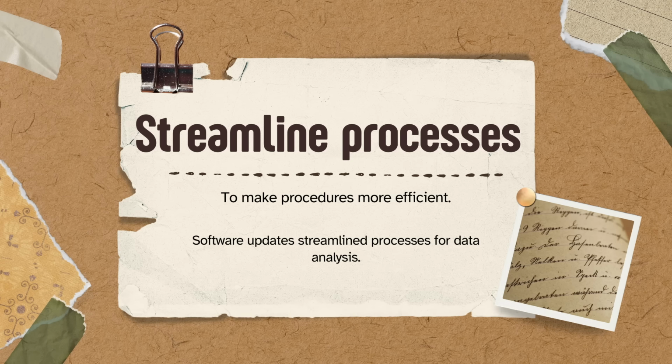The next example for streamline processes. Try to say processes about 20 times very fast and see how far you can get. I don't think I could do it. Processes.